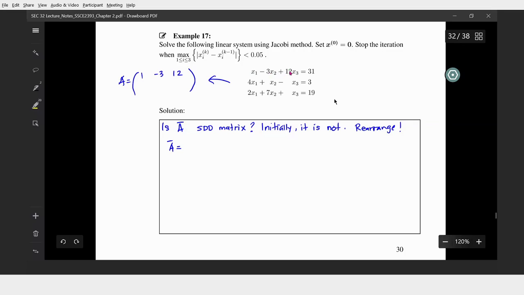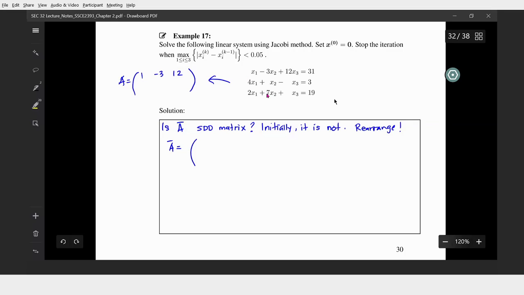12 is at the third column, so it will be on the third row. For the second equation, you can see the largest coefficient is 4. 4 is greater than 1 plus 1. 4 is at column number 1, so it will go to row number 1. For equation number 3, the largest coefficient is 7, which is at column number 2, so it will go to the second row. That's how you rearrange your rows.